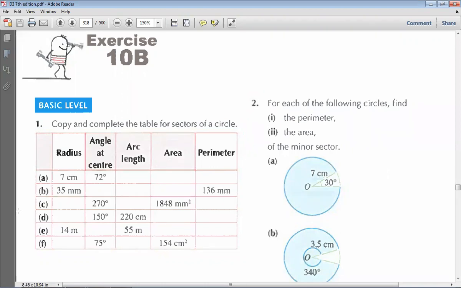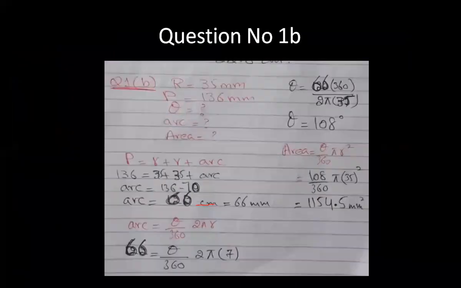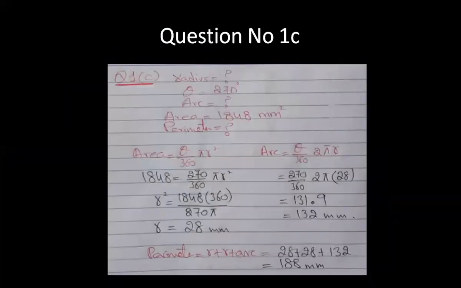So you know the angle at the center, you know the area. By using the formula for the area, which is theta by 360 pi r square, and I know the theta value is 270 degrees, and I know the area, we can find the radius. Once I know the radius, then I can find the arc length, and then I can also find the perimeter. So let's go to the solution, and here we go. Question number 1, and it's C part coming up on your screen.